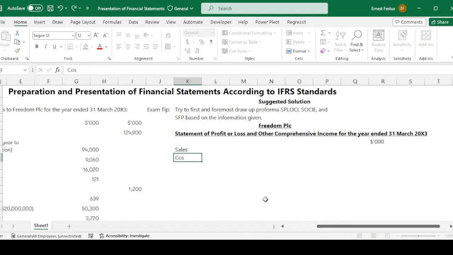And then what we do is we less cost of sales, and when you less cost of sales, we have our gross profit, and then we are going to have distribution costs.